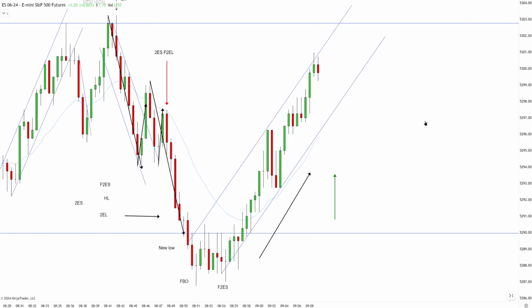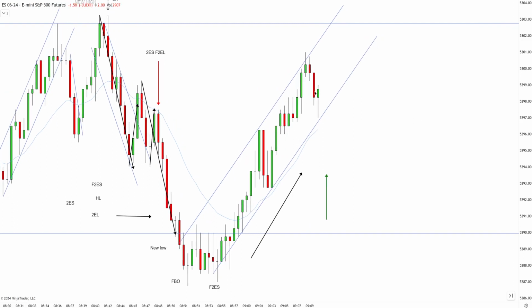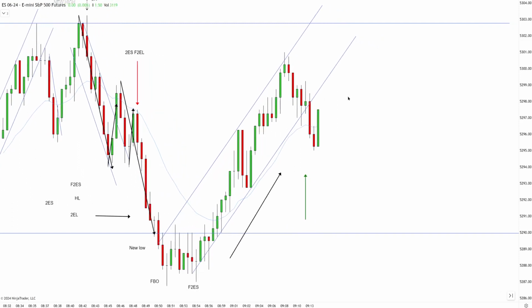Okay, so we're following the price action. I'm not thinking about selling just yet. This uptrend is in play. I cannot take a first entry long. We have a new high, first entry long, pullback, second entry long. So now we have second entry long.